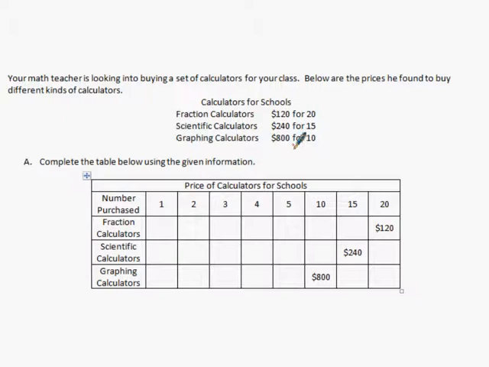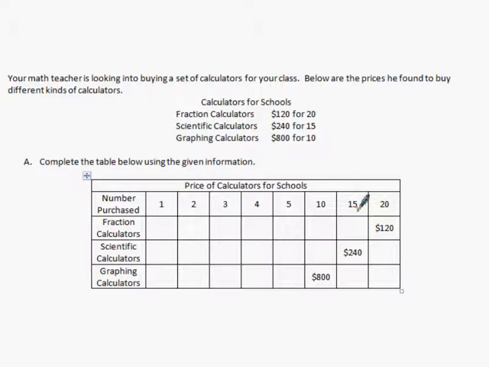Part A, complete the table below using the given information. So this is a rate table. We also had one back in the last lesson with the chimpanzees and such, so it's not much different. We have the price of calculators for schools, number purchased: 1, 2, 3, 4, 5, 10, 15, 20. And fraction calculators, scientific calculators, graphing calculators. Notice hardly any of it is filled in. What is filled in is the information from up here. So fraction is 120 for 20. Scientific, 240 for 15, and you can see how it goes from there.